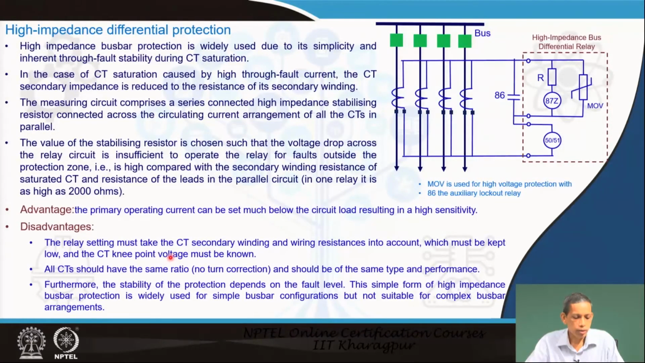Disadvantages are that the relay setting must take the CT secondary winding and wiring resistance into account, which must be kept low, and the CT knee point voltage must be known. That is why, in the design process, they need to consider special CTs and detailed information about the CTs.